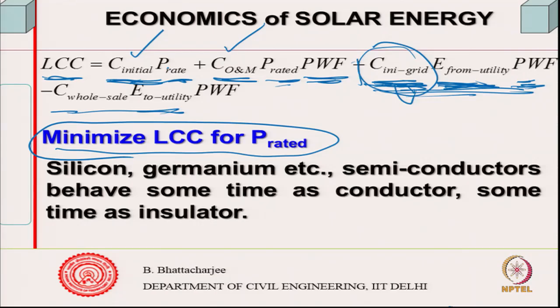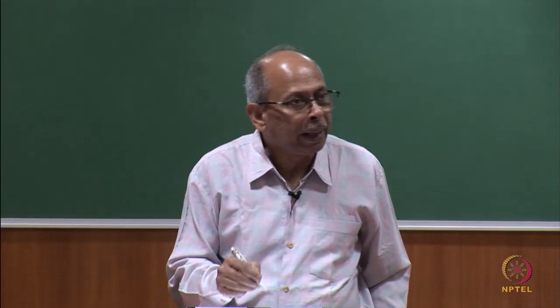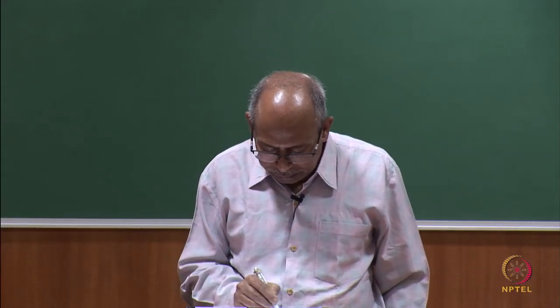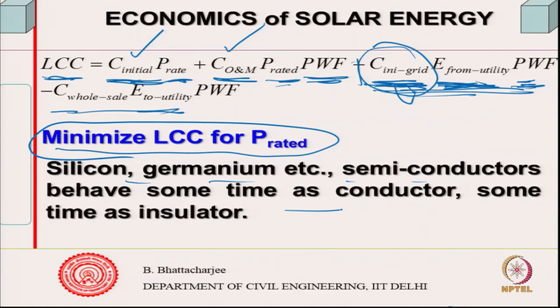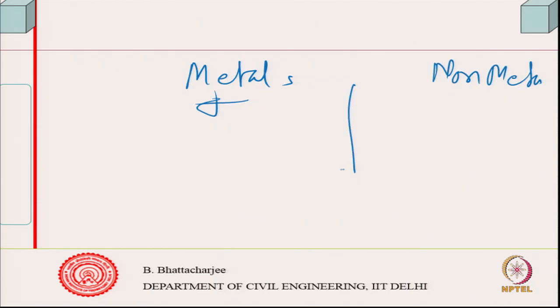So, we will discuss one or two systems besides photovoltaic, we will also discuss other systems, but let us first look at this. What we know is silicon, germanium, etc., these are semiconductors and they are used in photovoltaic systems. If you look at a periodic table, on the left hand side you have metals and on the right hand side you have non-metals. In between you have carbon, silicon, etc. They are somewhere in between.